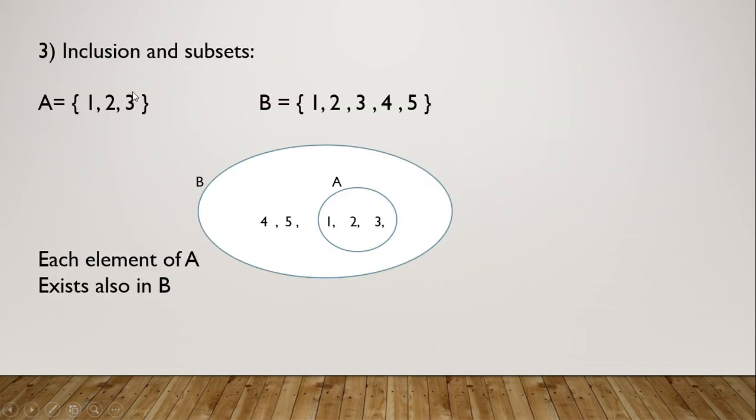Inclusion and subsets. A equals 1 and 2 and 3. B equals 1 and 2 and 3 and 4 and 5. Then A is a subset of B. All the elements of A exist in B. This means A is a subset of B. All the elements of A exist in B. The 1, 2 and 3 in A exist in B. In the drawing, you draw A inside B.